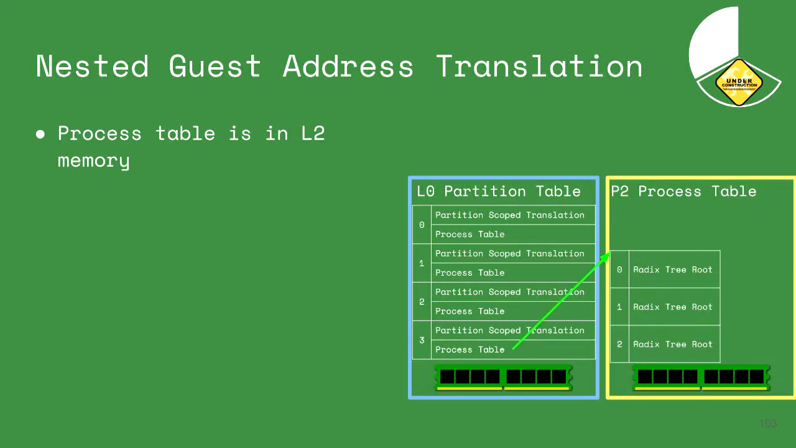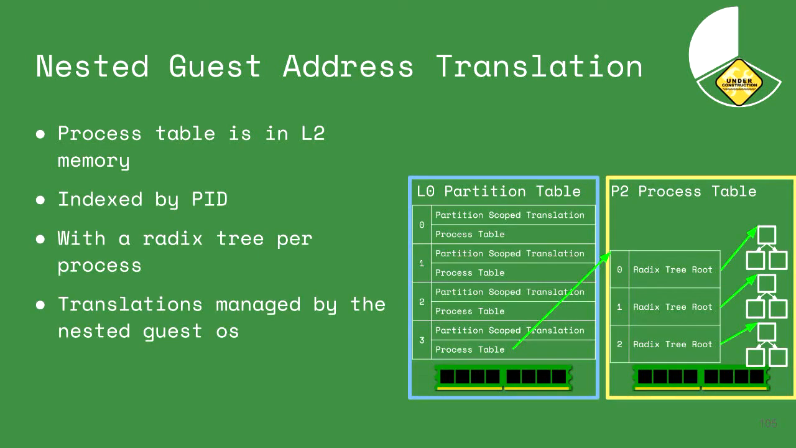Now remember, the process table's in level 2 memory. It's indexed by PID, and there's a radix tree per process. But the important thing here is that these translations are all managed by the guest operating system, here the level 2 operating system. And so we actually get it for free. We don't need to translate any of these addresses, and we don't need any hypervisor intervention. We just copy the process table base across, and then hardware can do the rest for us.